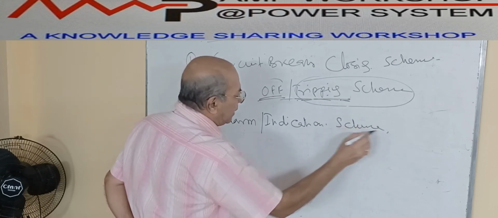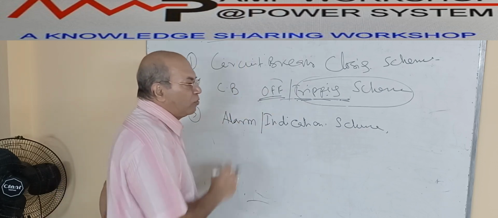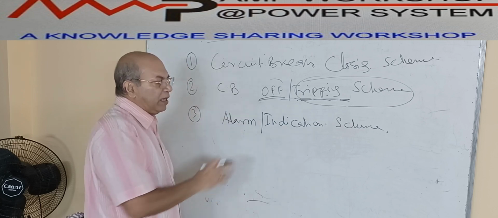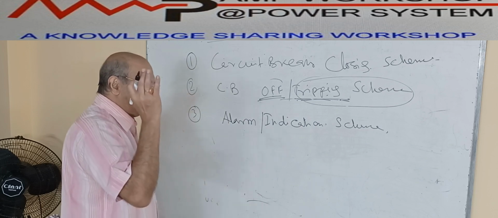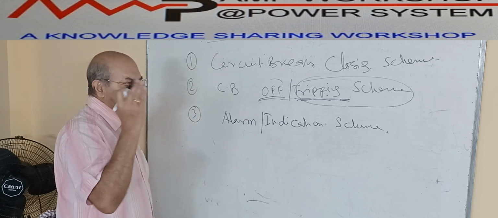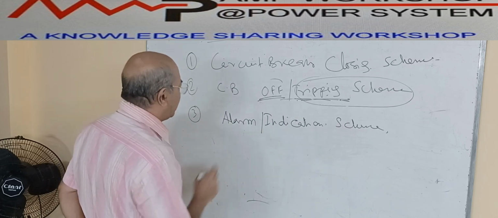And this alarm and indication scheme could be locally in the switchgear, or it may be in some remote control room. It could be a remote area. This indication can be taken as per the requirement. It could be in the process area where the process is taking place. So one scheme is required for the alarm and indication.